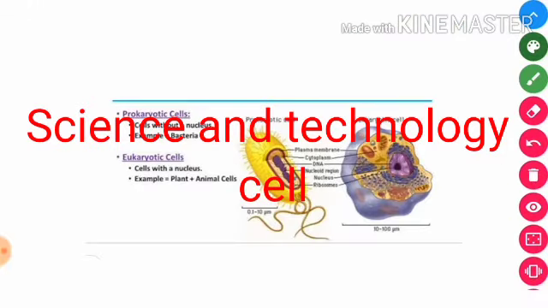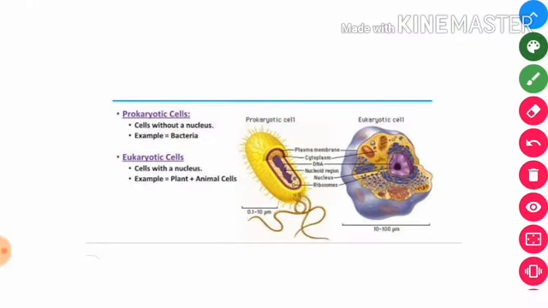So there are two types of cells which are found in living organisms. The first one is the prokaryotic cell. What is meant by the prokaryotic cell? Prokaryotic cell means the cell without a nucleus.